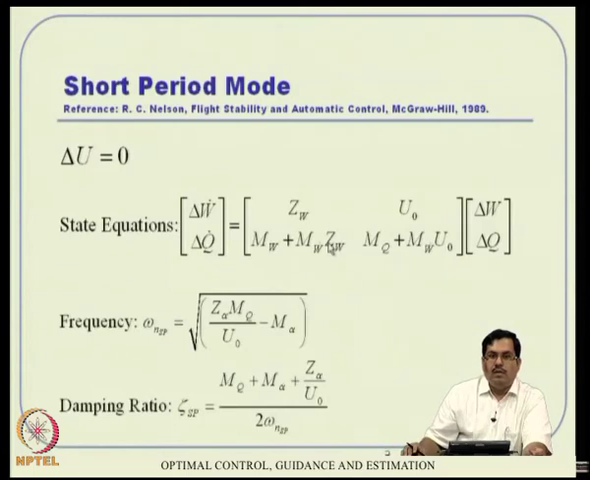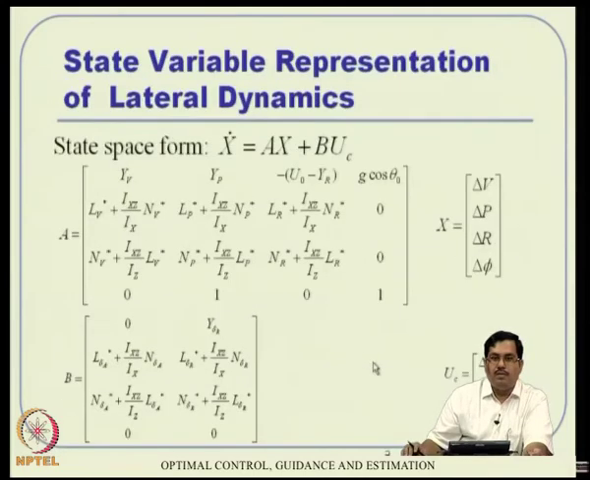So this is again the short period mode. Again you can visualize the dynamics in terms of delta W and delta Q, again a 2 by 2 matrix. Again you can get the natural frequency and damping ratio. And remember, these are all functions of aerodynamic parameters, which are also functions of vehicle configuration.